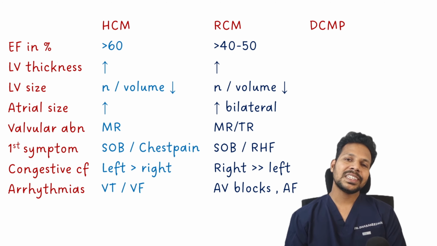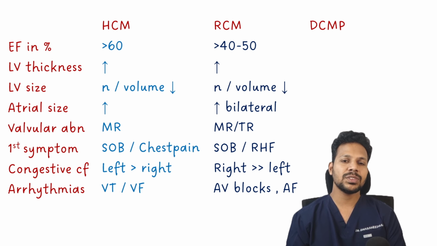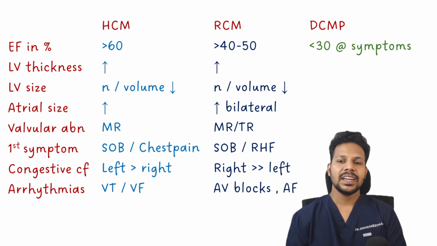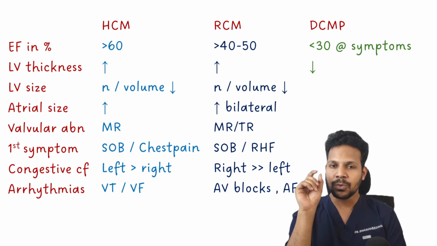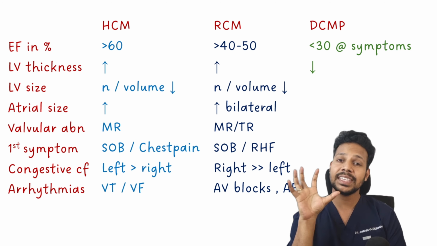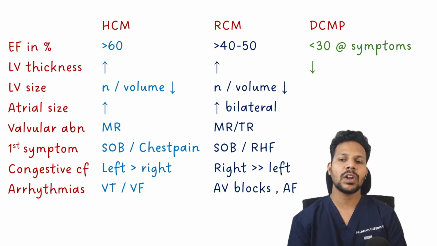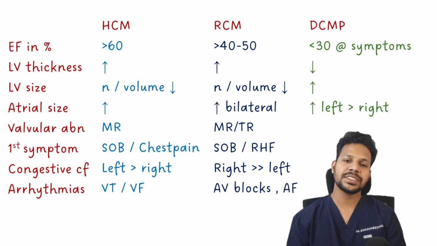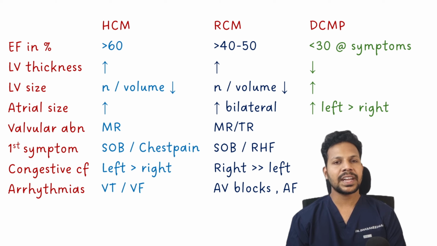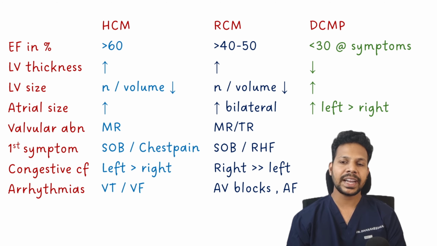Now, when you look at dilated cardiomyopathy, it will result in heart failure with reduced ejection fraction. So the ejection fraction is less than 30%, and the LV thickness is significantly reduced. You can see in the image that the ventricular wall thickness is significantly reduced and the ventricular size is increased. So there is eccentric enlargement of the left ventricle, but with thinning of the left ventricular wall. So the LV size is obviously increased. All the chambers are enlarged, and the atrial size is also increased, left more than right. And the valvular abnormalities are obviously mitral regurgitation and tricuspid regurgitation because of the enlargement of the mitral and tricuspid annuli.